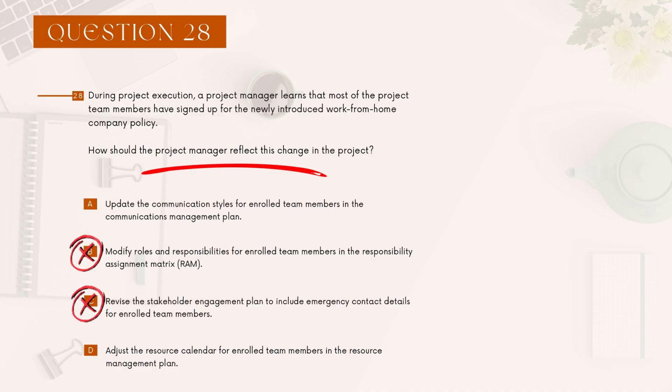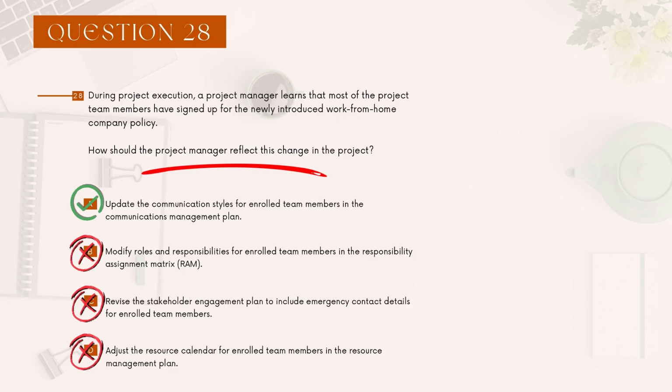If they said revise the stakeholder engagement plan, then I would have to debate between A and C. But they don't. They're restricted to a certain reason. So C is gone. C doesn't solve the core problem. D, adjust the resource calendar for enrolled team members in the resource management plan. So again, this is not a resource problem. This is a communications problem. So A is going to be the best answer in this case.